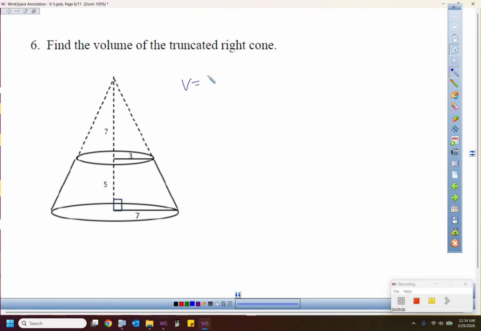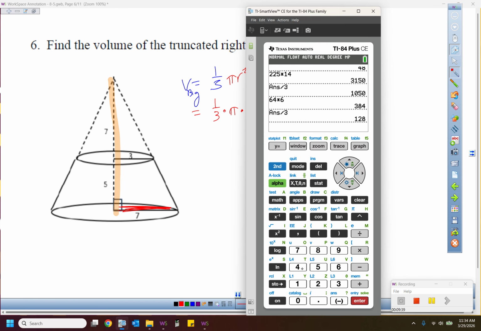So volume of the big, I forgot to label him, V sub big, 1/3. I like to just change the capital B to be pi r squared right away, times the height. And we'll sub in 1/3 times pi. The radius of the big cone is 7. When you square him, you get 49. And the height of the big cone is 12. So we will take the 49 times the 12 and hit equals and divide it by 3. And here it came out nice.